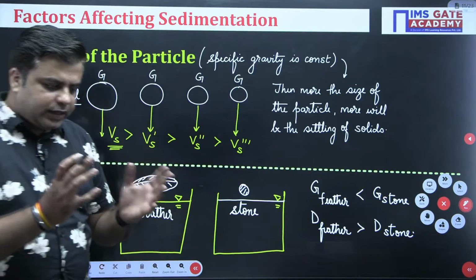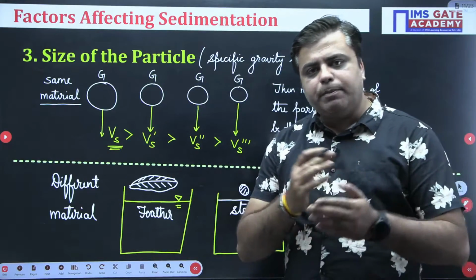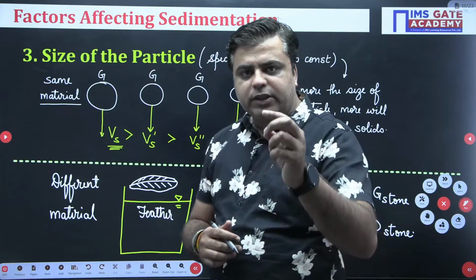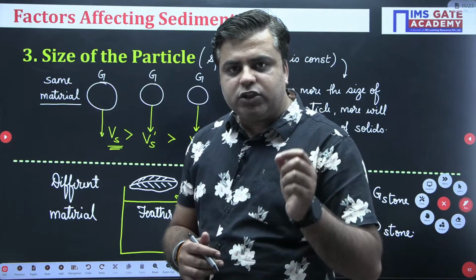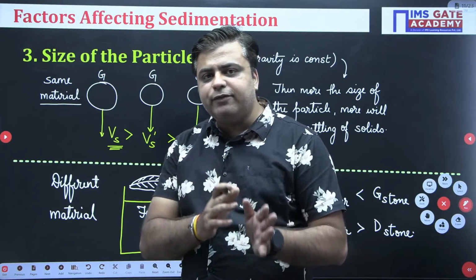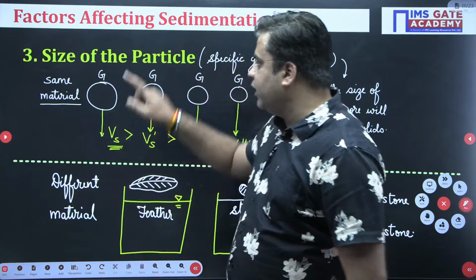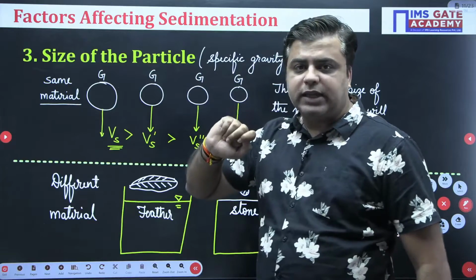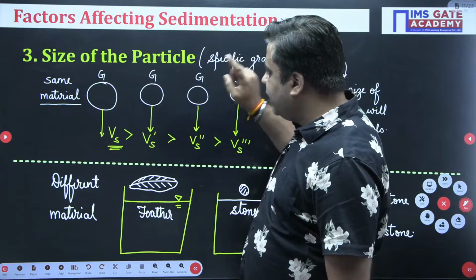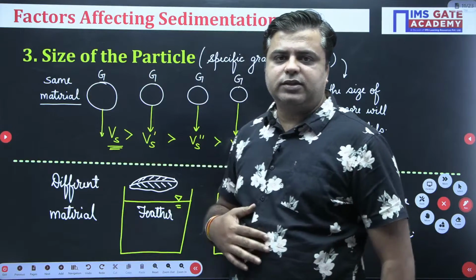So just converting this larger conversation into one single line, if you need to compare different particles with respect to sizes and you need to comment something on the settling, first you need to make sure that all these particles are made up of same material, that is, they have the same value of G. If they have the same value of G, then only you can compare with respect to the size of the particle. So if these particles have same value of G, then as the size increases, more will be the settling of solids, in simple words.